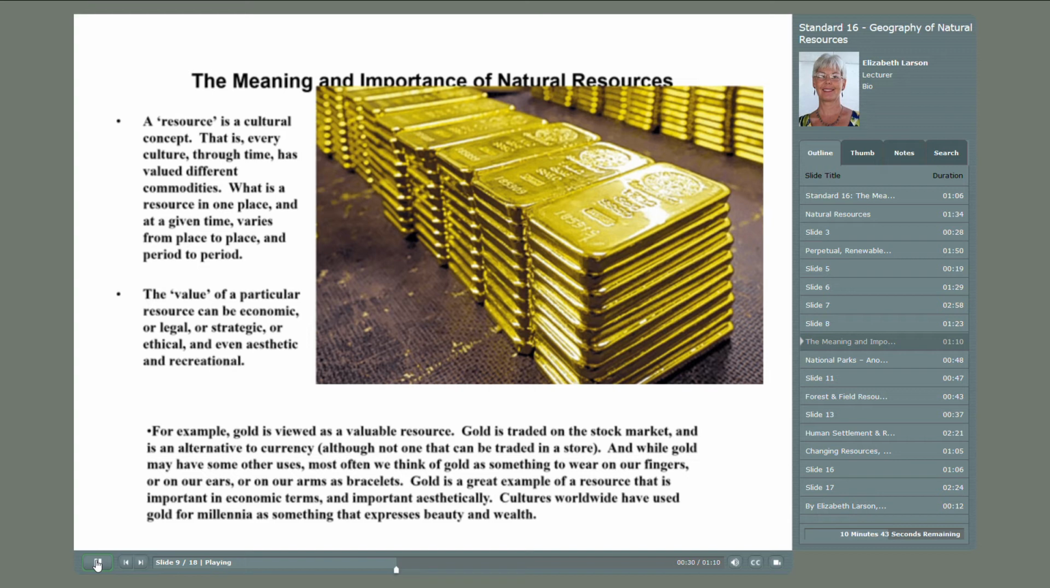For example, gold is viewed as a valuable resource. Gold is traded on the stock market and is an alternative to currency, although not one that can be traded in a store. And while gold may have some other uses, most often we think of gold as something to wear on our fingers, or on our ears, or on our arms as bracelets. Gold is a great example of a resource that is important in economic terms and important aesthetically. Cultures worldwide have used gold for millennia as something that expresses beauty and wealth.